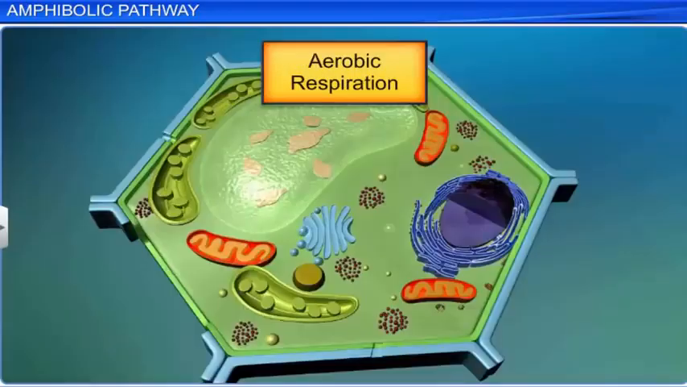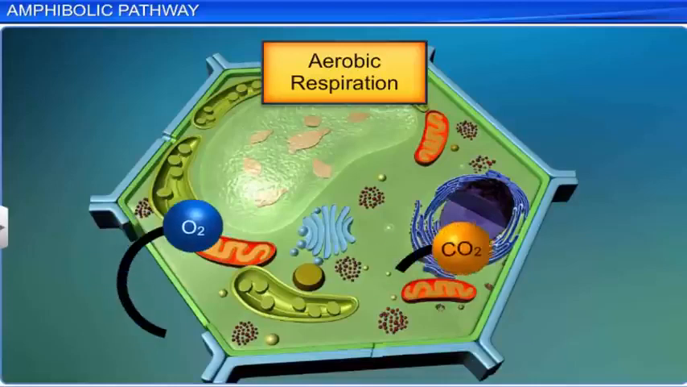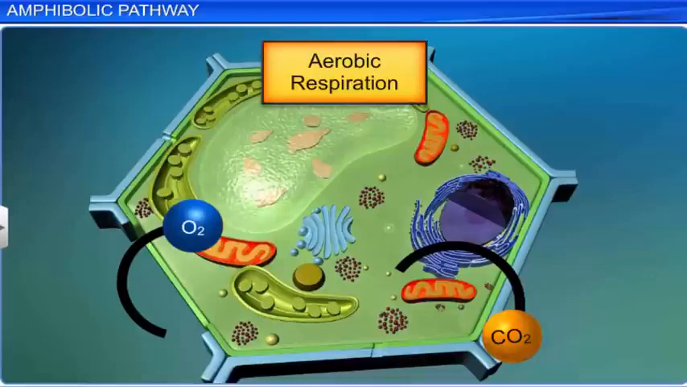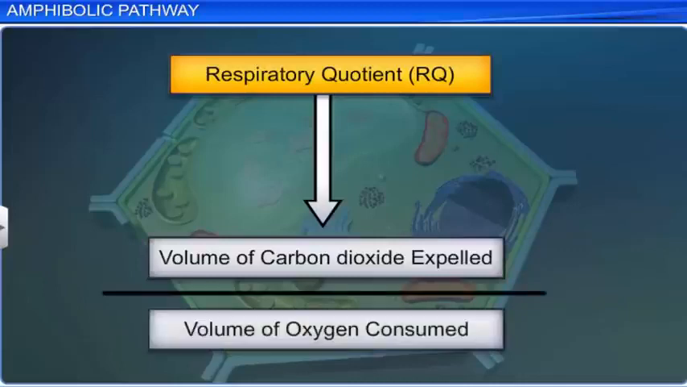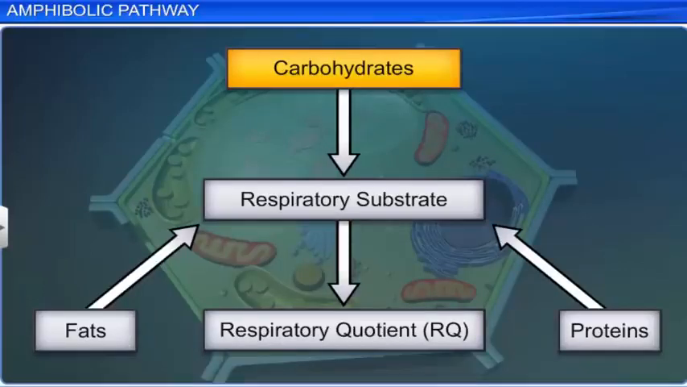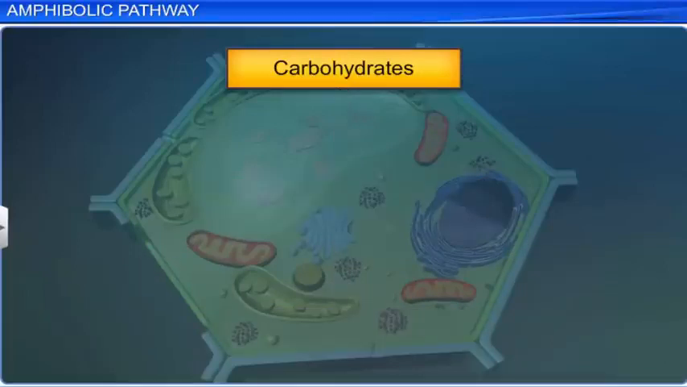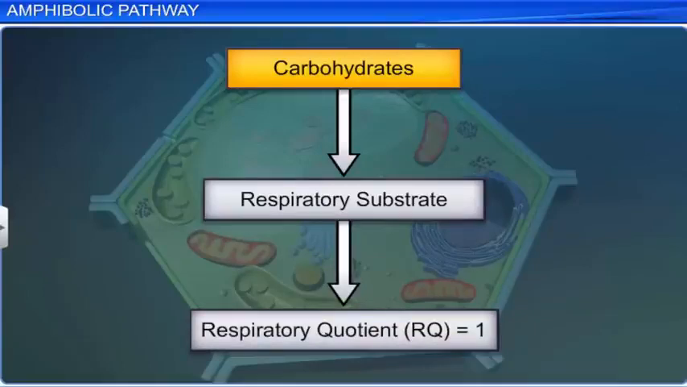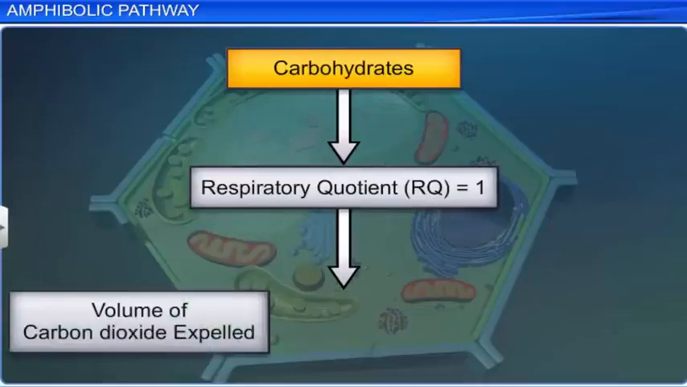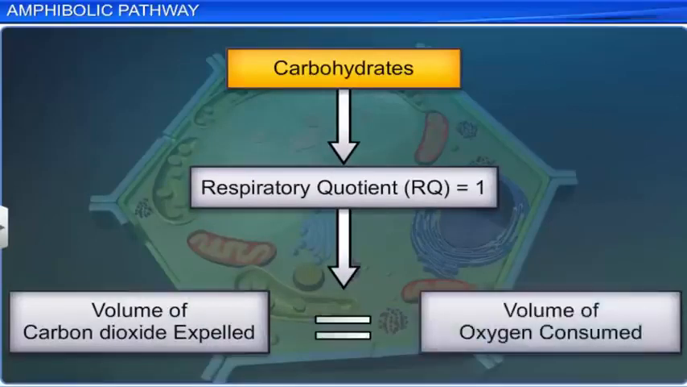As you know, aerobic respiration involves the consumption of oxygen and expulsion of carbon dioxide. The respiratory quotient, RQ, or respiratory ratio, is calculated based on the volume of carbon dioxide expelled to the volume of oxygen consumed. As plants use more than one substrate for respiration, RQ depends on the respiratory substrate used. For example, when carbohydrates are used as the respiratory substrate, the RQ value is 1, which means the volume of carbon dioxide expelled equals the volume of oxygen consumed.